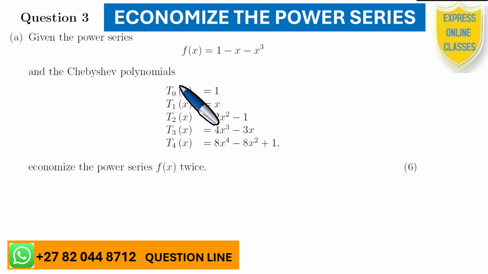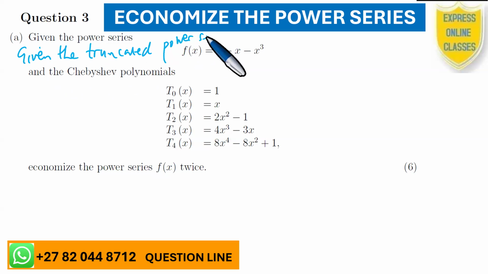Given the power series, the examiner would ordinarily have said, given the truncated power series. In the Chebyshev polynomials, T0 is 1, T1 is x, T2 is 2x squared minus 1, and so on and so forth. Economize the power series once. Okay, we're practicing here.